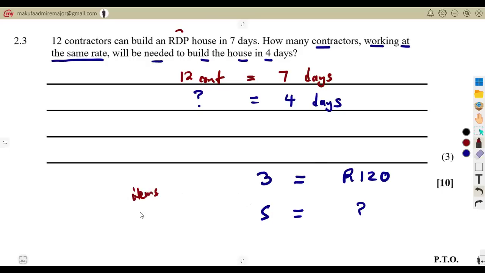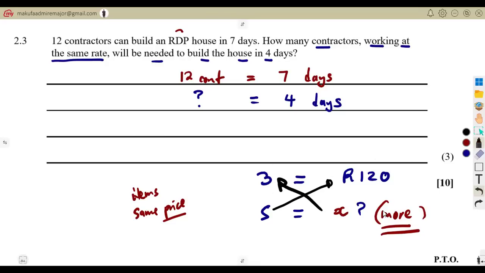How are you going to simplify to find the unknown value? Let's call it M price. This type of question, if 3 gave you 120, the 5 is going to give you more. That's a normal consideration that we are used to. 5 is going to give us more. The smaller the number, the smaller the value, the bigger the number, the bigger the value. That is how you work on a normal consideration. So in that case, you're going to cross multiply to find your x.